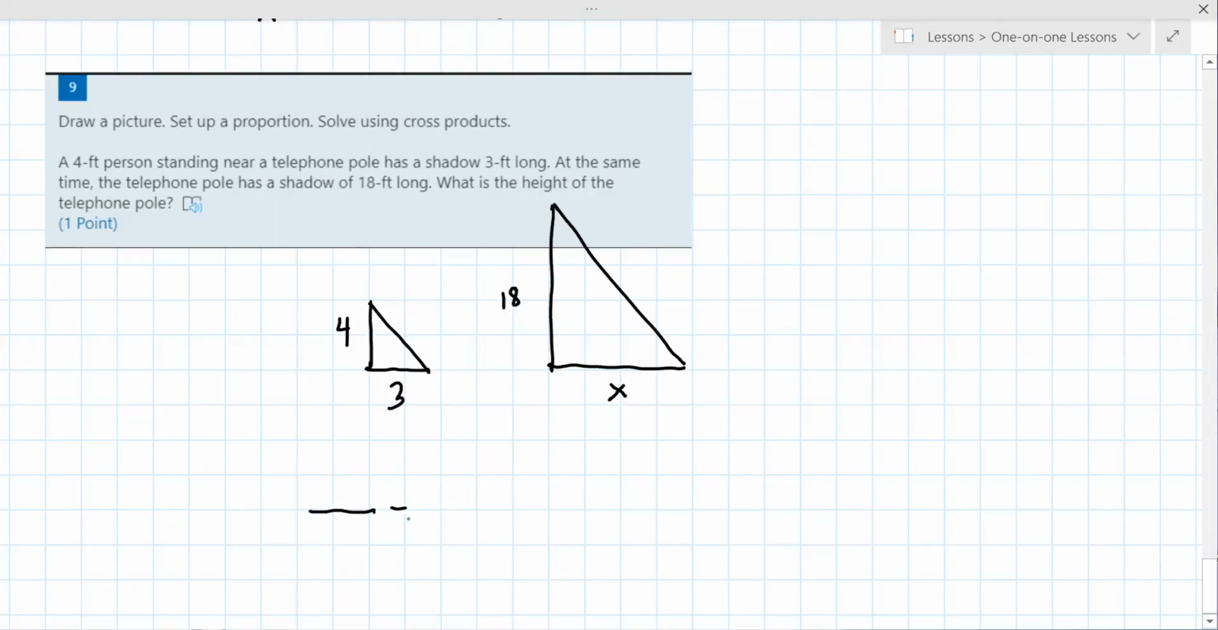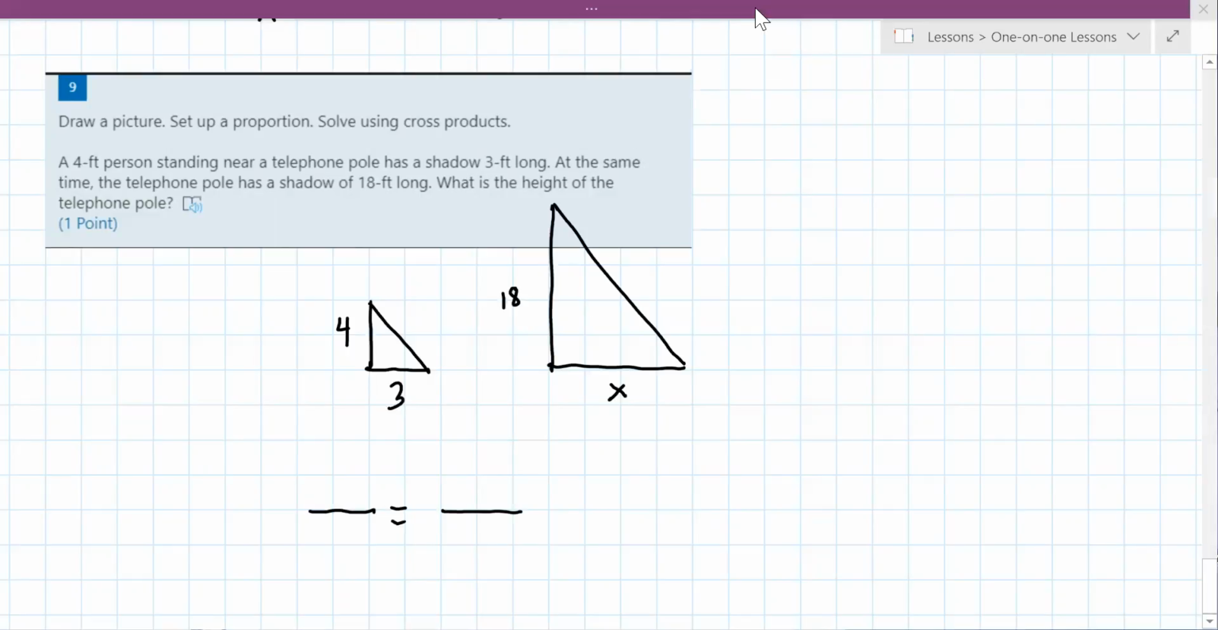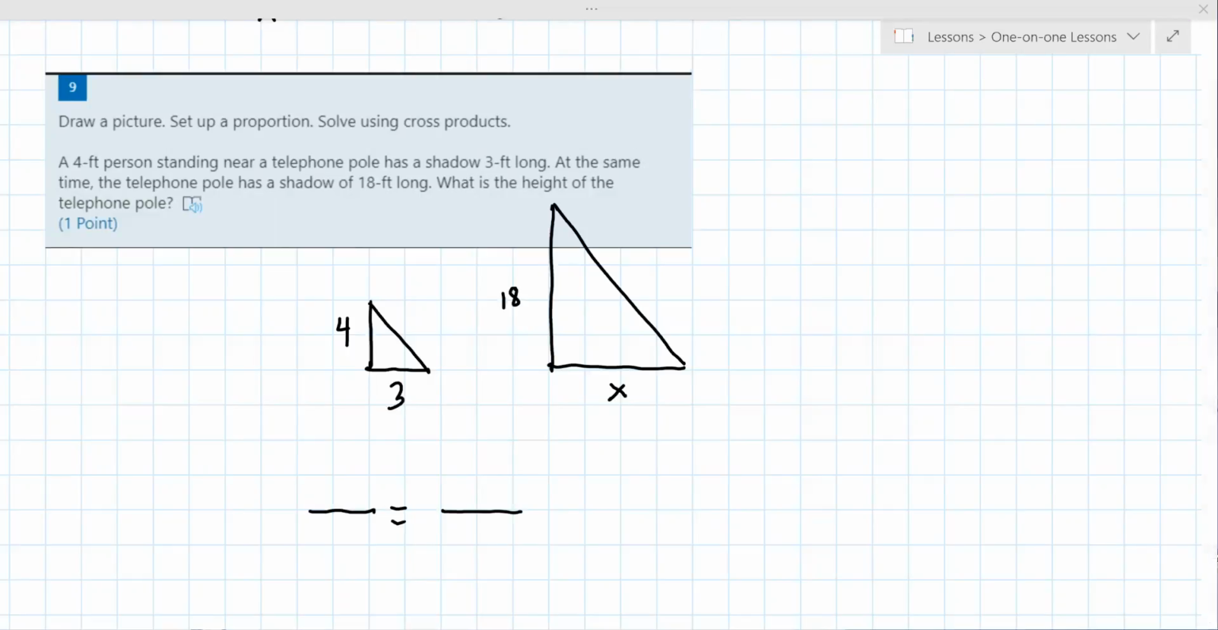See if you can set up this proportion and solve it without my help here. I got 13.5. Me too. So good job on that. Oh, oops, that's 3. Sorry. I got the wrong numbers in here.